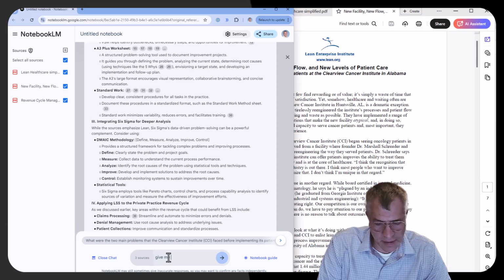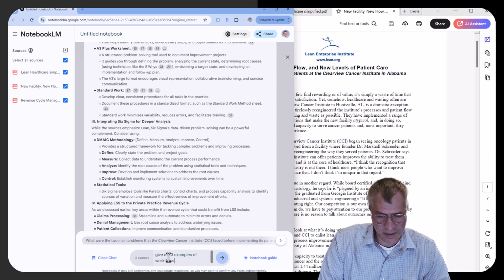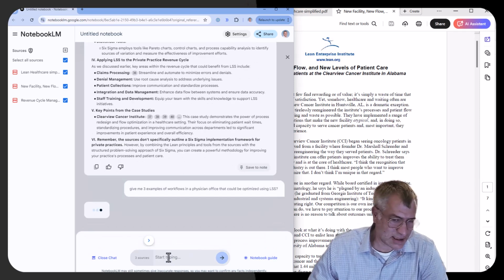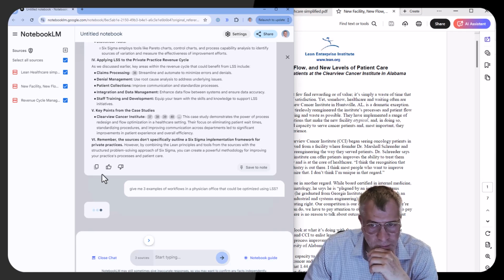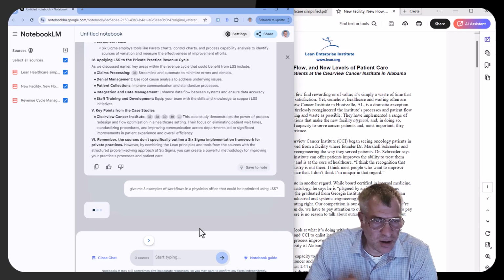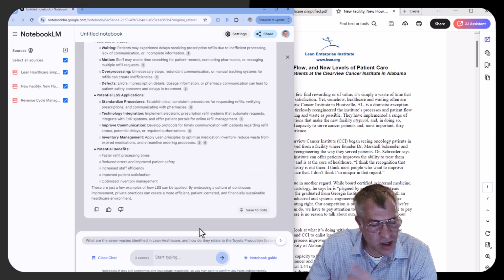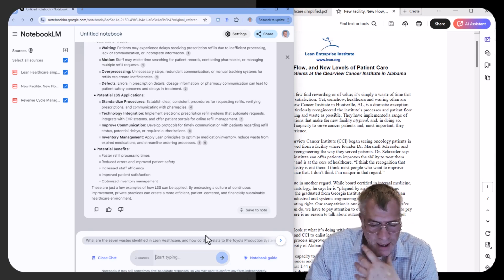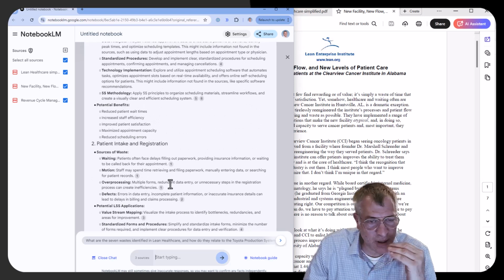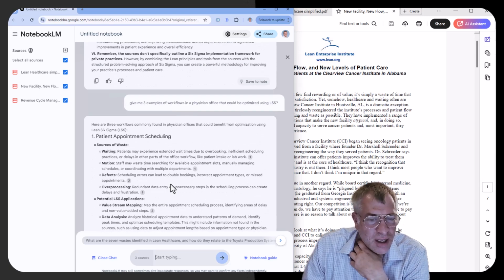Give me 3 examples of workflows in a physician office that could be optimized using LSS, Lean Six Sigma. Now it's interesting because I have one article about the level of care, another that talks about the techniques of Lean Six Sigma in general in healthcare, and a third article that's completely unrelated, revenue cycle management. And that revenue cycle management article does not talk about Lean Six Sigma. So what is interesting to me is how it's able to traverse this knowledge set.